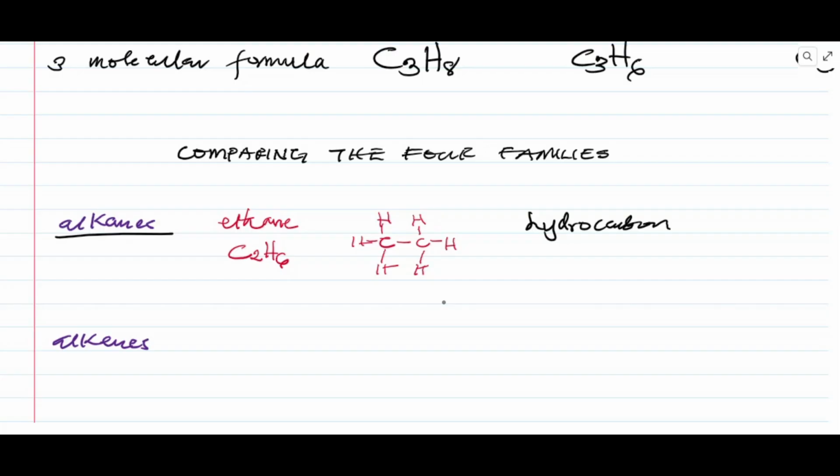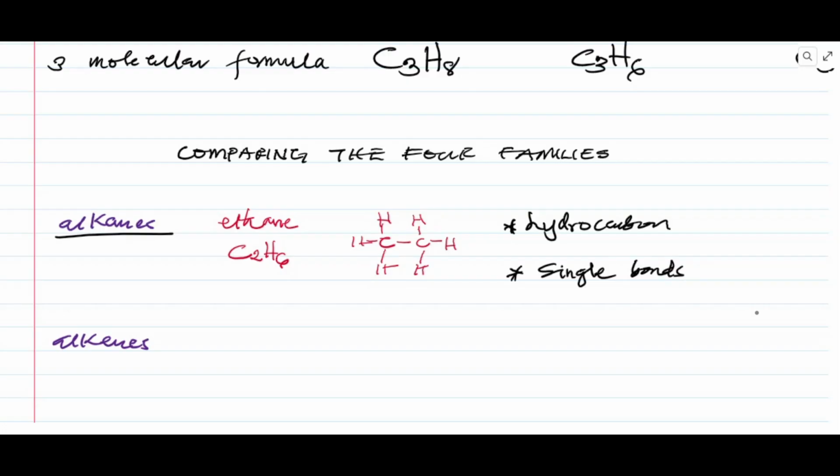And you can see that all the bonds between carbon and hydrogen, and even the one between carbon and carbon, are single bonds. So the bonds between the carbon atoms are all single bonds. This is another thing we can see: the bonds between the carbon atoms in all the alkane family members are going to be single bonds.